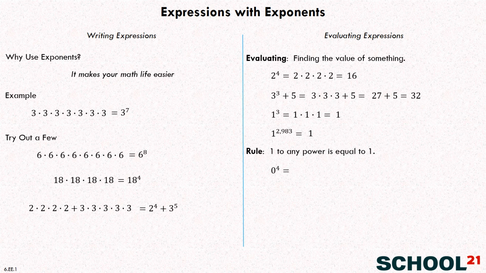Let's try another example here. 0 to the 4th. If we write that out, what would that be? 0 times 0 times 0 times 0. Good. And what's that going to be? 0. How about this one? 0 to the 427th power. 0. Okay, and how did you know that so quickly? Because 0 times itself is 0. Because 0 times anything is 0, right? Including times itself. So we can write another rule. 0 to any power is equal to 0. Does that sound right? Mm-hmm.